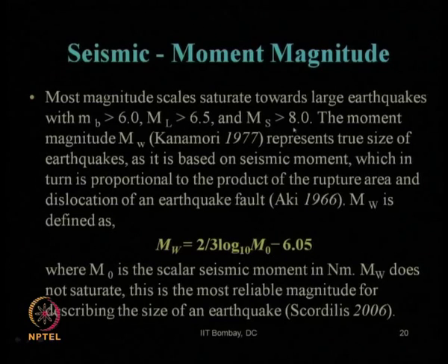For MS more than 8, the moment magnitude MW, originally proposed by Kanamori in 1977, represents the true size of that earthquake, because it is independent of any kind of magnitude saturation. It is based on the seismic moment, which is in turn proportional to the product of the rupture area and dislocation of an earthquake fault, as discussed in detail by Aki in 1966. And MW is defined using this expression, which we have just seen.